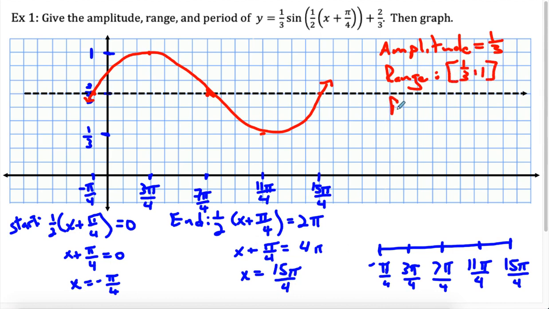And finally, the period, that's just the distance from my starting point to my ending point. And remember, we said that that was just 2 pi divided by the b value. So in this case, the b value is 1/2. 2 pi divided by 1/2 is the same as 2 pi times 2 over 1. So that would be 4 pi. Right? And we can see the distance from negative pi over 4 to 15 pi over 4 is 4 pi. Okay, so after we get all of this information, we also want to give these three pieces. Okay, let's go through a couple more here.